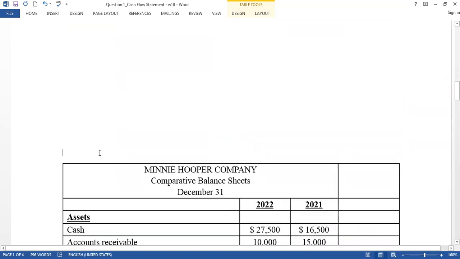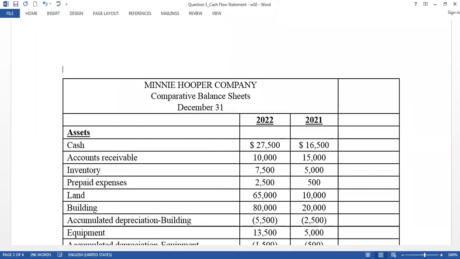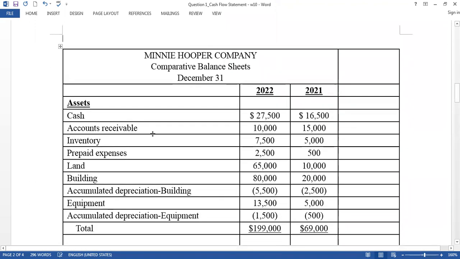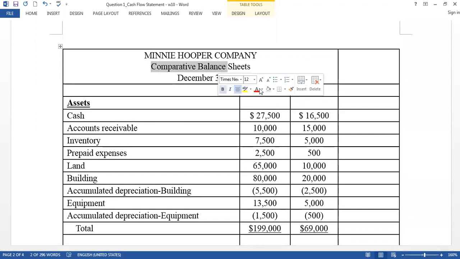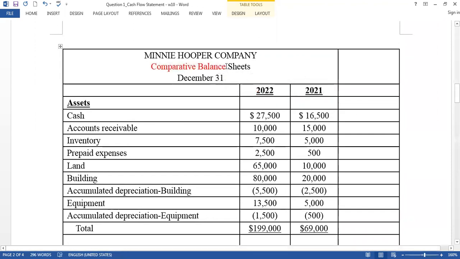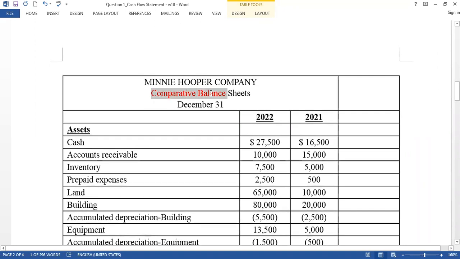and you are also given a balance sheet, and this balance sheet is called the comparative balance sheet. What is the meaning of comparative balance sheet? That means you are going to compare two years of data. 2021 is the last year data, and 2022 is the current year data. So we are going to compare these two. That's why it is called comparative balance sheet, right?